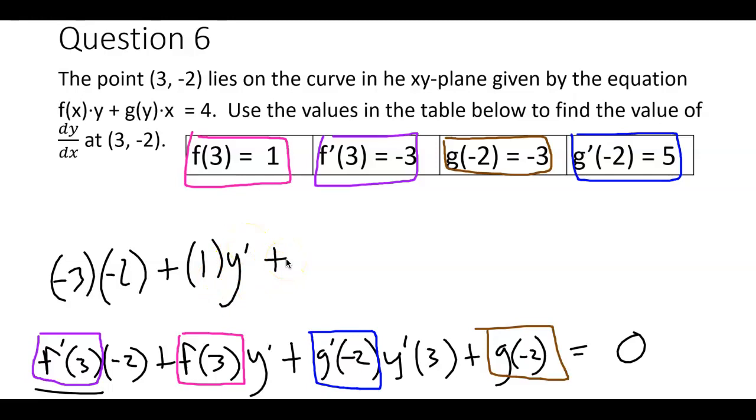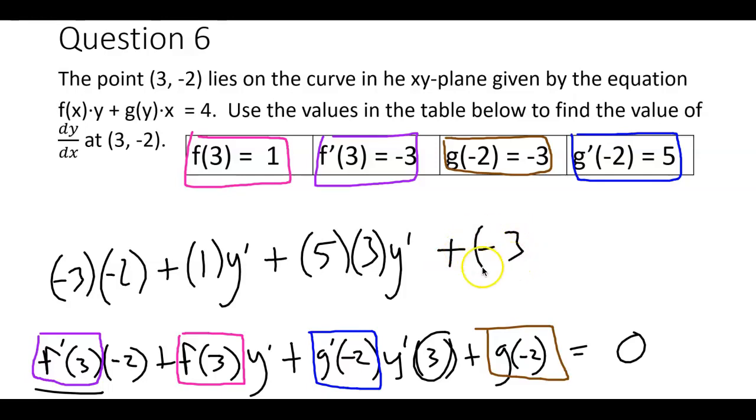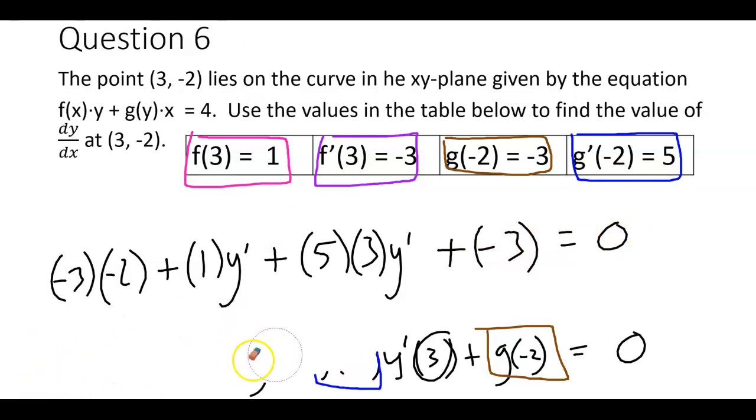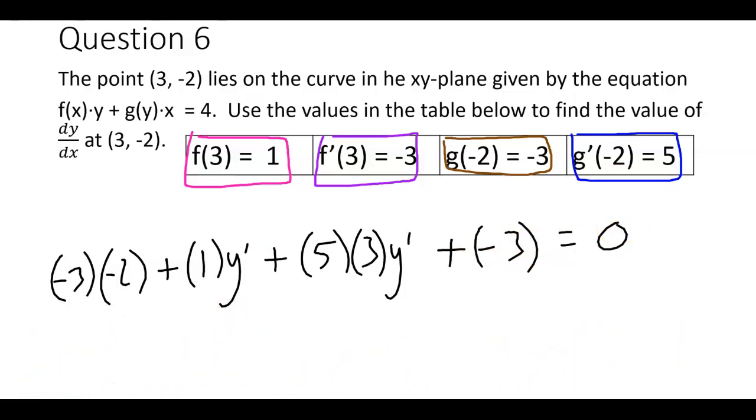g prime of negative 2 is 5. And I'm just going to take this 3 and move it closer to the 5 and put the y prime after that. Because it's multiplication, you can rearrange the order, that's fine. And then g of negative 2 is negative 3. All right, getting there. And now we just need to simplify, because our goal here is to find y prime, right?